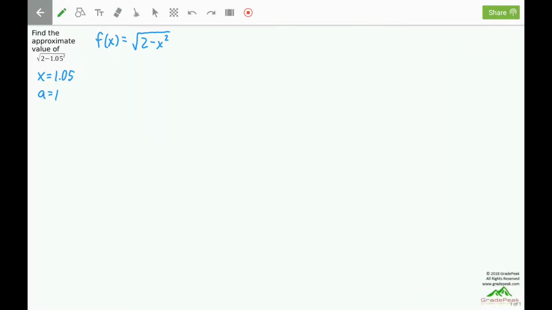We can now find the linear approximation to f of x, which requires f of x as well as its derivative f prime of x. Before we take the derivative, we can rewrite the square root as a fractional exponent. It's to the first power, second root, 1/2 power.